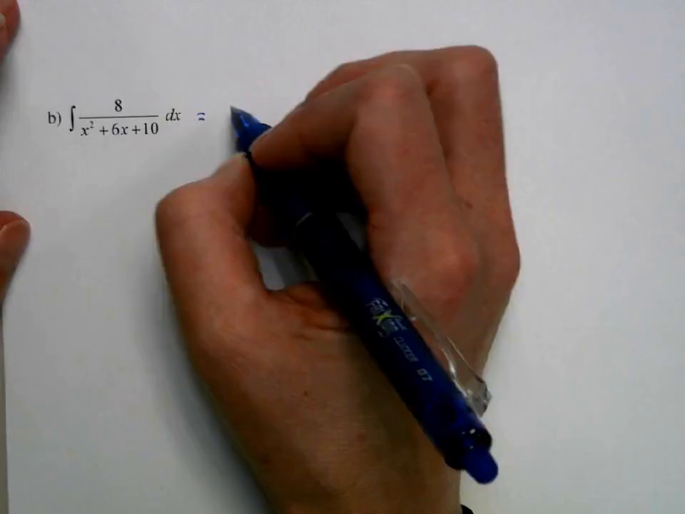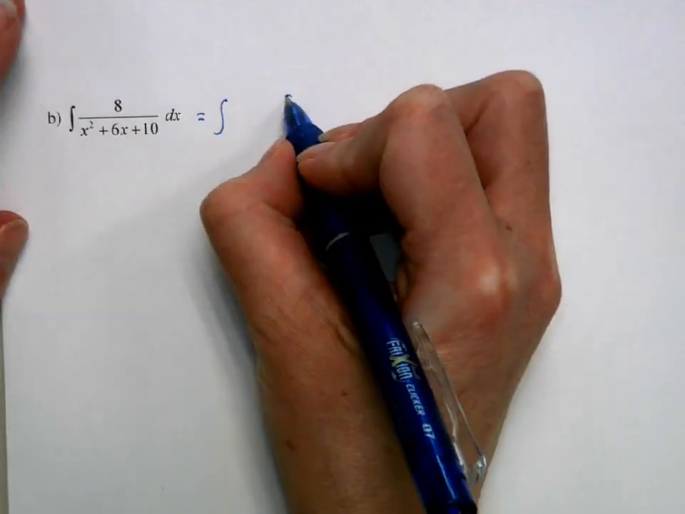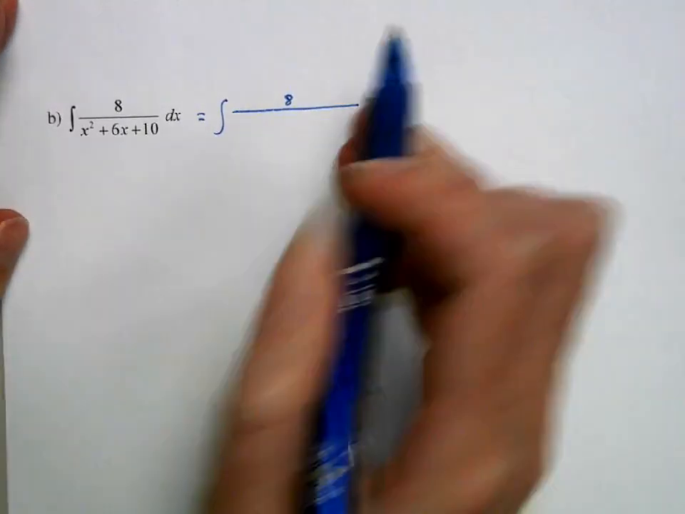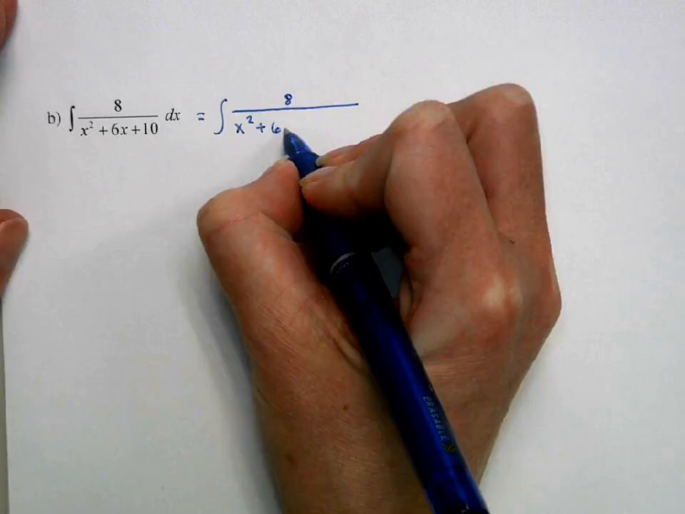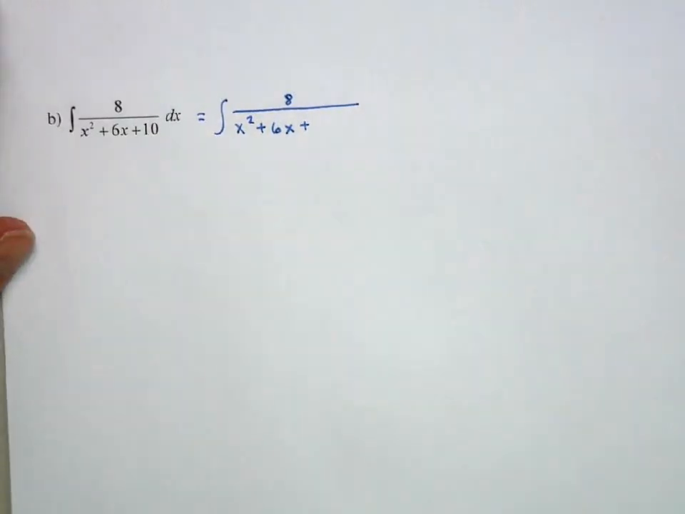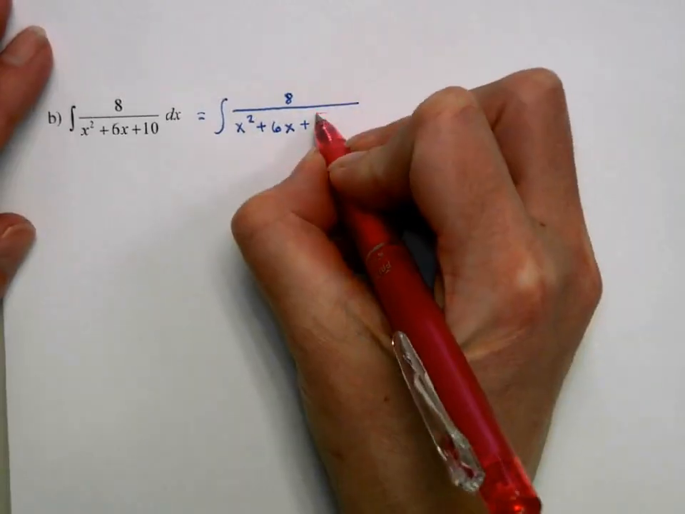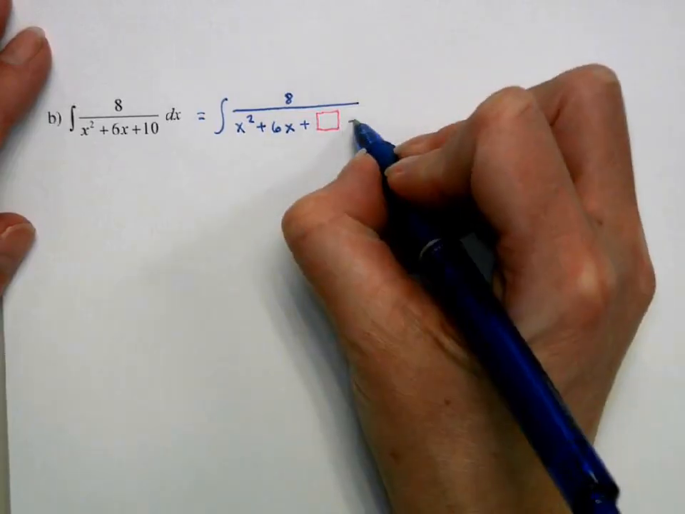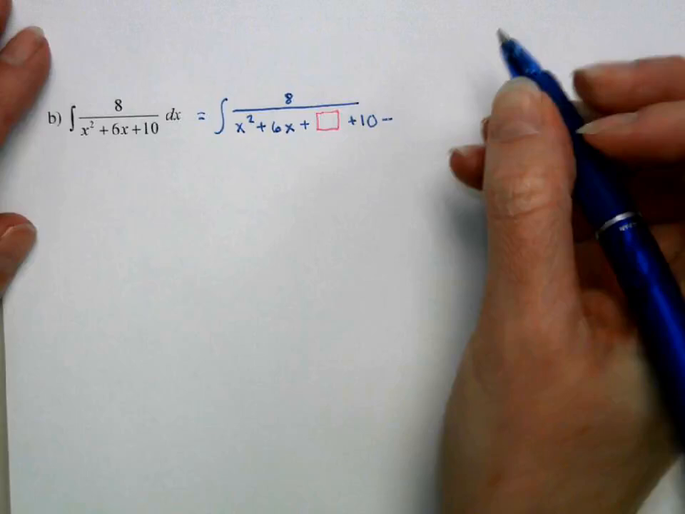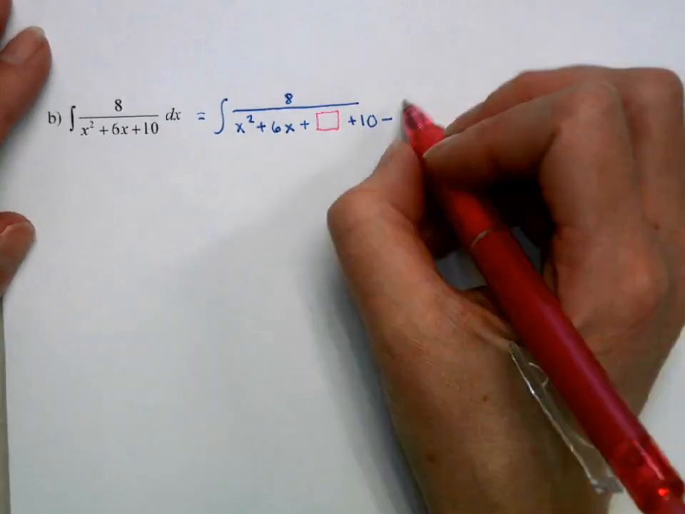So for completing the square, we're going to be rewriting this. And just to help us out with our organization, I'm going to put a square. And I'm going to fill that in with a number here. But I don't want to actually change the problem. So if I'm going to add a number there, I need to subtract a number.